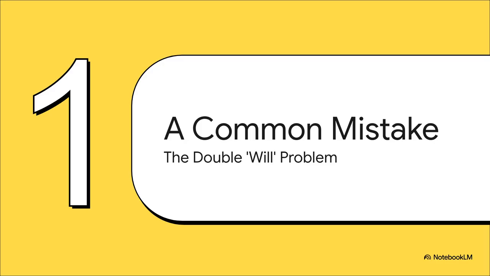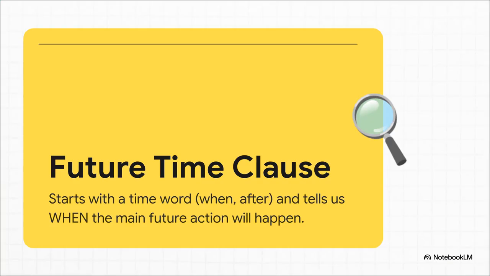All right, so this brings us to a really common future mistake. We're going to get into exactly why we don't use will twice in a sentence like that. So the key piece of the puzzle here is something called a future time clause. It's that part of a sentence that kicks off with a time word. You know, words like when, after, as soon as. Think of it like this. The time clause isn't the main event. It's the trigger for the main event. It's the thing that sets the stage and tells us when the main action is going to happen.